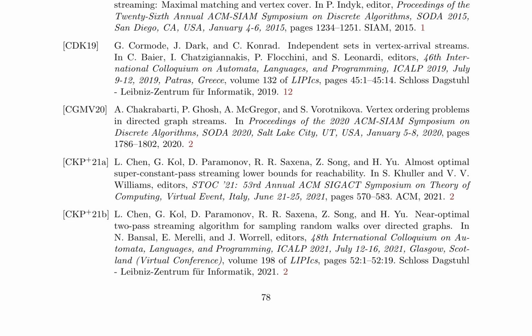Parameterized streaming algorithms for solving vertex ordering problems in directed graph streams are also examined. Recent advances in superconstant pass streaming lower bounds for reachability and near-optimal 2-pass streaming algorithms for sampling random walks over directed graphs are covered, demonstrating ongoing research efforts to improve algorithm efficiency and accuracy.